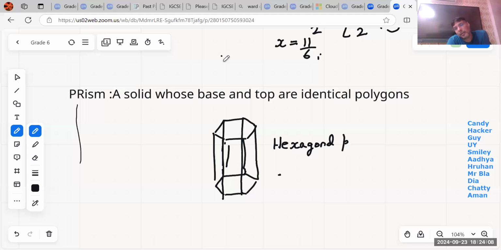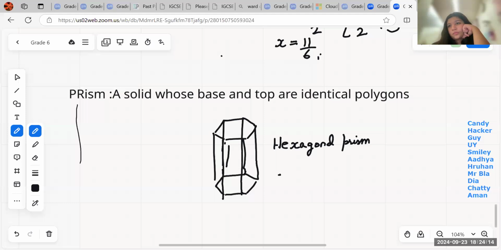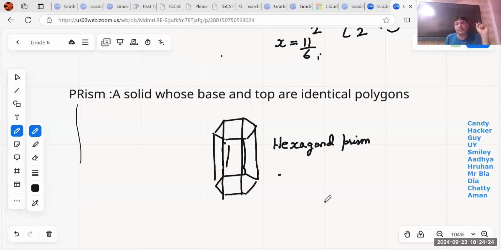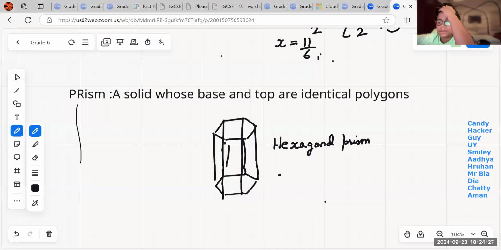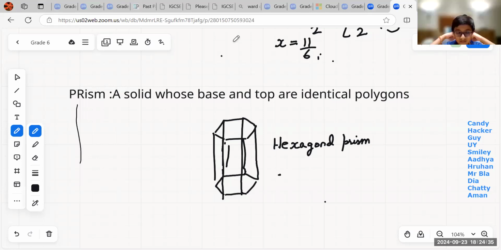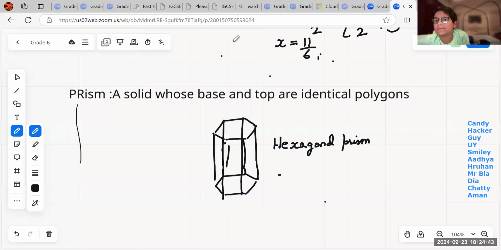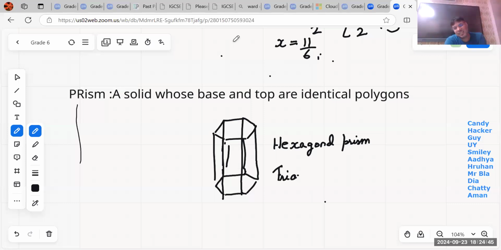Now, can you give me a very common example of prism? So, cylinder. Cylinder is not a prism. Who can tell me the reason? Because it has a circular top, and a circle is not a polygon. Square is not a prism because it is a 2D shape. Cube and rectangular prism. Who said this?